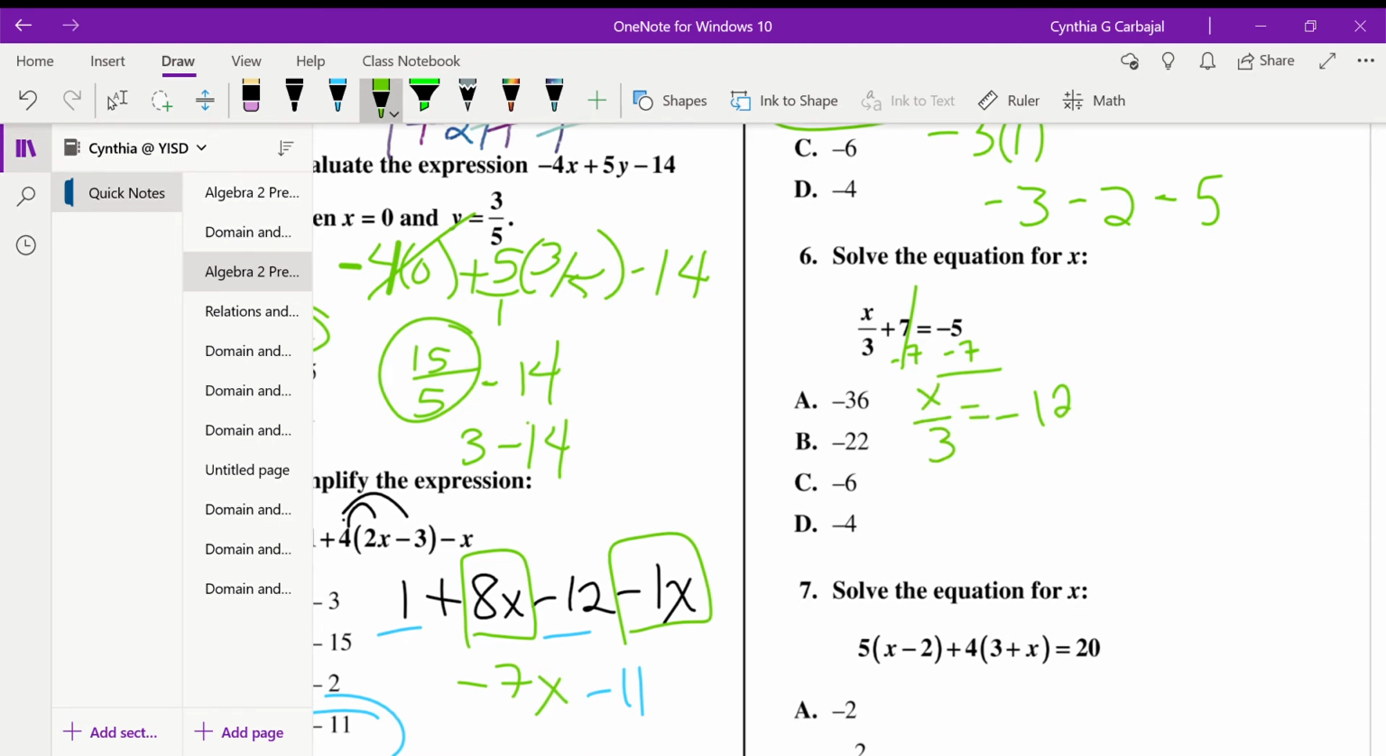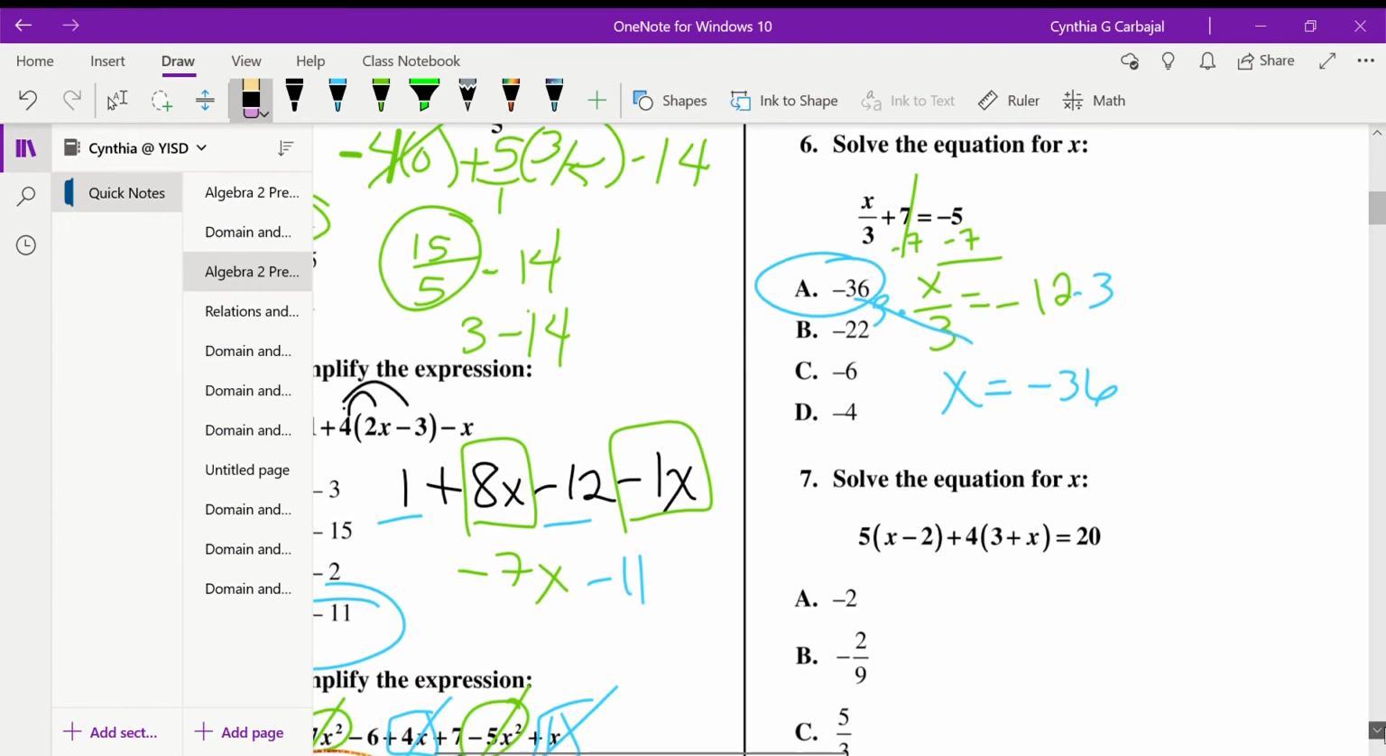Here it says that x is being divided by 3, so we're going to do the opposite. Multiply by 3 on both sides so I can cancel the 3 on the left side. -12 times 3 is -36. Okay.